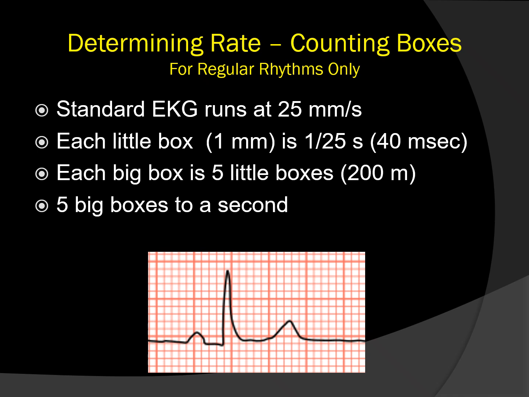Now there's another method called the counting box method, or at least that's what I call it. Only use this for regular rhythms or else you can get a very inaccurate answer. To show how this works, let's remind ourselves that a standard EKG runs at 25 millimeters per second, so each little box is 1/25th of a second, that's 40 milliseconds, and each big box is 200 milliseconds, or 1/5 of a second. That's a big box, 5 little boxes. So there's 5 of those big boxes to a second.